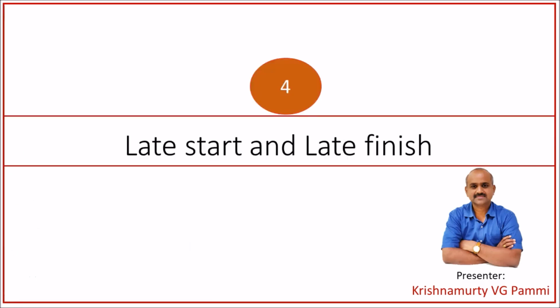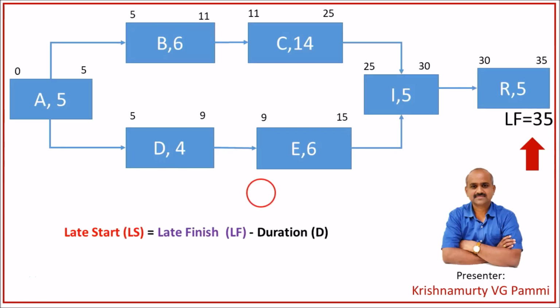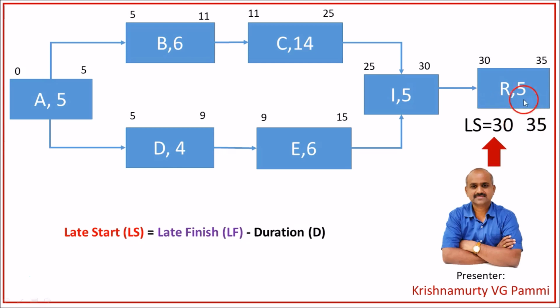Let us calculate late start and late finish for various activities in our example. The late finish for activity R is 35, which is equivalent to the early finish of activity R because of maximum duration here. Now, using the formula, late start is equal to late finish minus duration. That means we must deduct the duration from the late finish to get the late start. So 35 minus 5 is 30. So 30 is the late start for activity R.